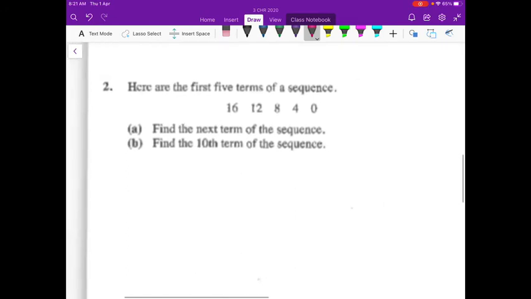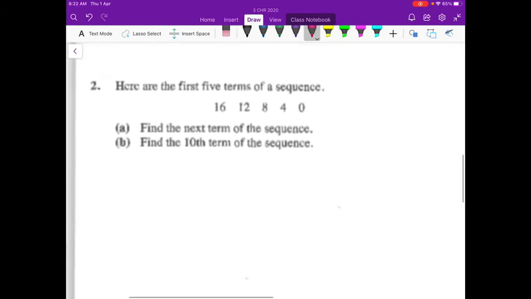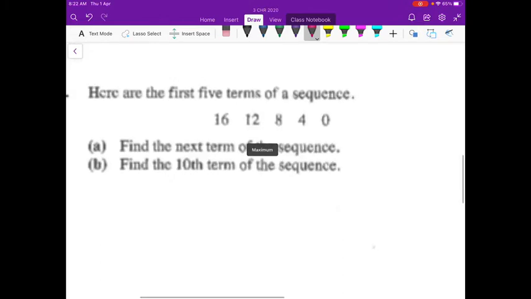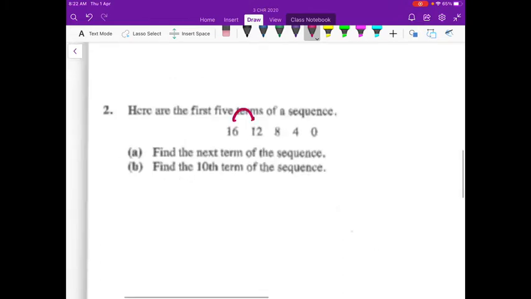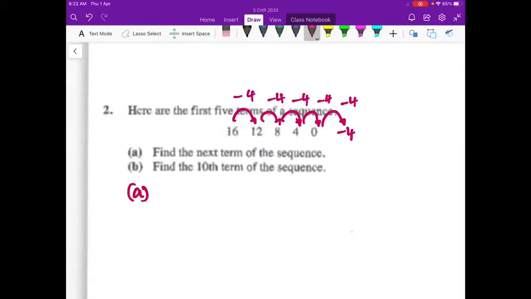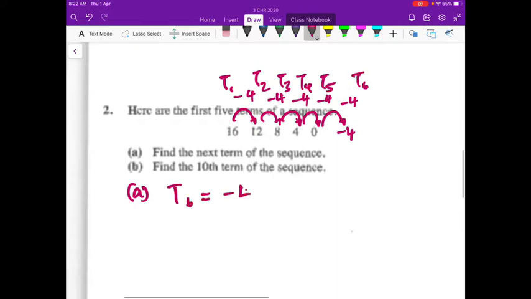Okay, in this case, what is happening over here? Are we adding or are we subtracting? Subtracting. Okay, how much are we subtracting? So we minus 4, minus 4, minus 4, minus 4. The next term is, again, minus 4, you get negative 4. So A, term number 1, this is term 1, term 2, term 3, term 4, term 5, and term 6. Term number 6 equals to negative 4. Okay? Now, part B, that is what we are interested in. Find the 10th term.